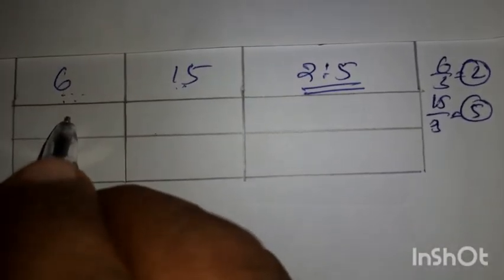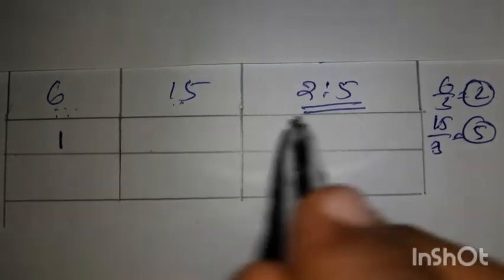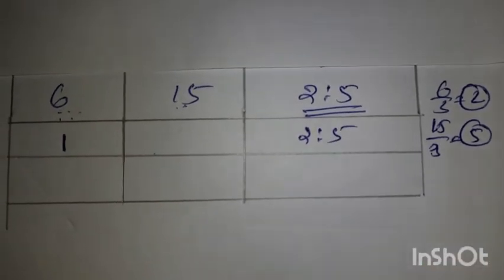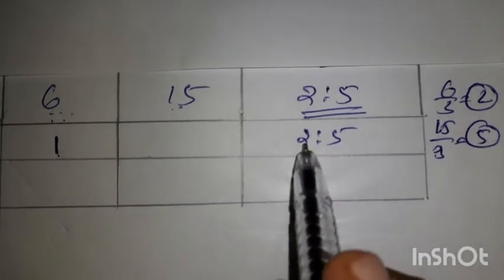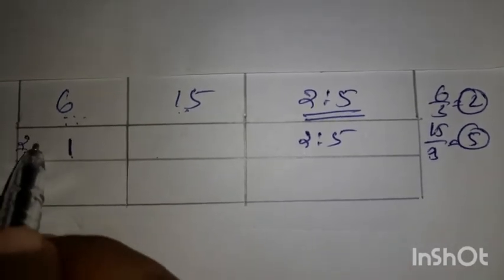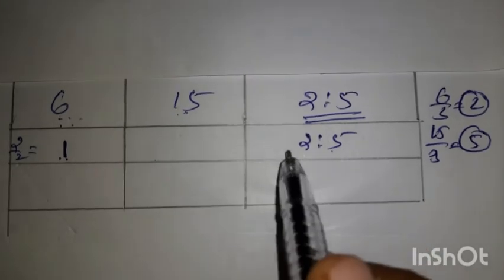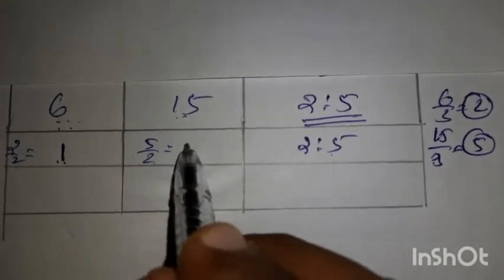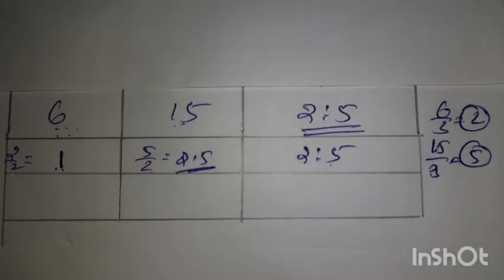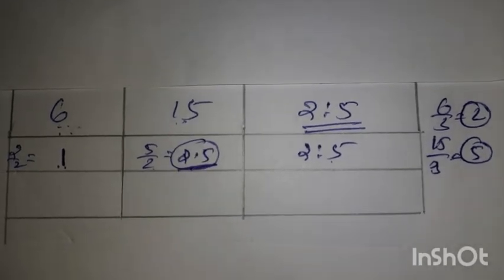Width is 1. The ratio is 2 is to 5. For getting 1, 2 is divided, so 2 by 2 is equal to 1. The same 2 you have to divide here also. So 5 by 2. 5 by 2 is how much? 2.5. So 2.5 is the answer.